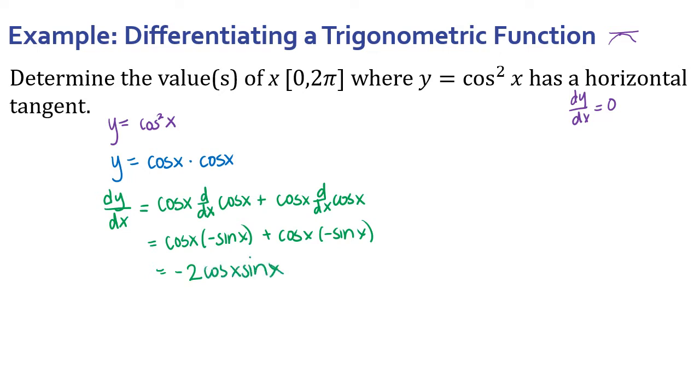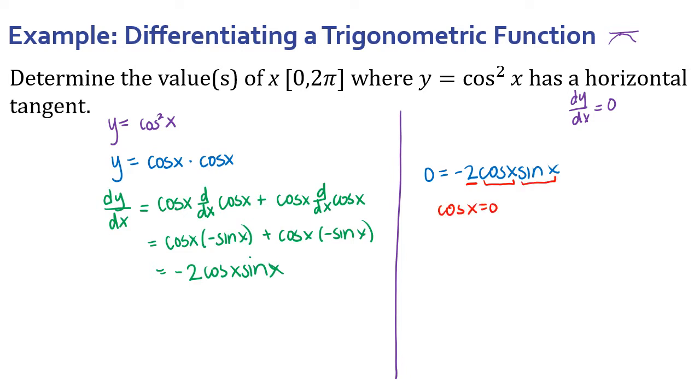Okay, so again, I'm trying to figure out when this function is going to equal 0. So let's set it equal to 0. So 0 equals negative 2 cosine x sine x. So I can use the zero product property, where the only way that this is going to equal 0 is if this equals 0, which it never can, this piece equals 0, or this piece equals 0.